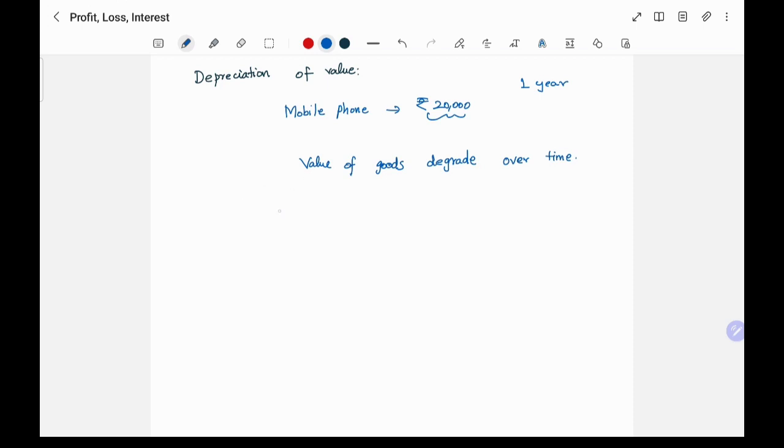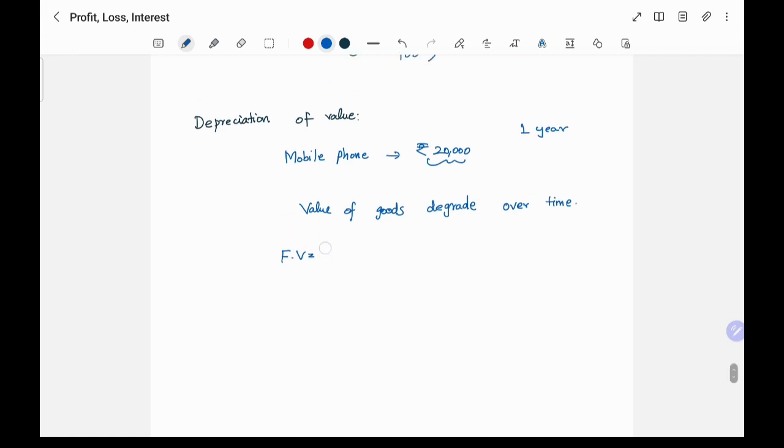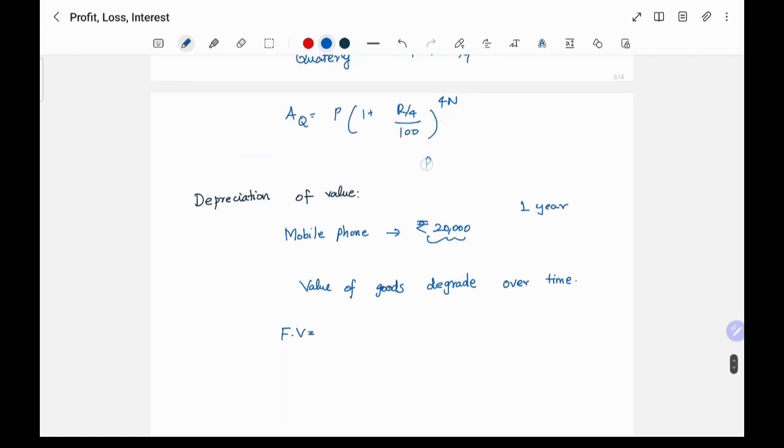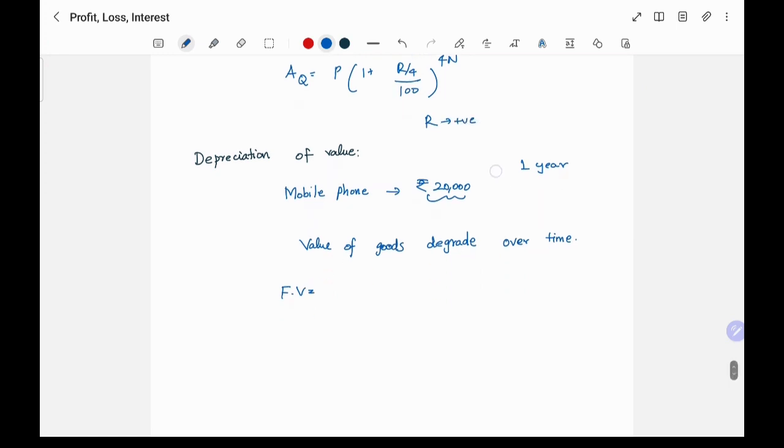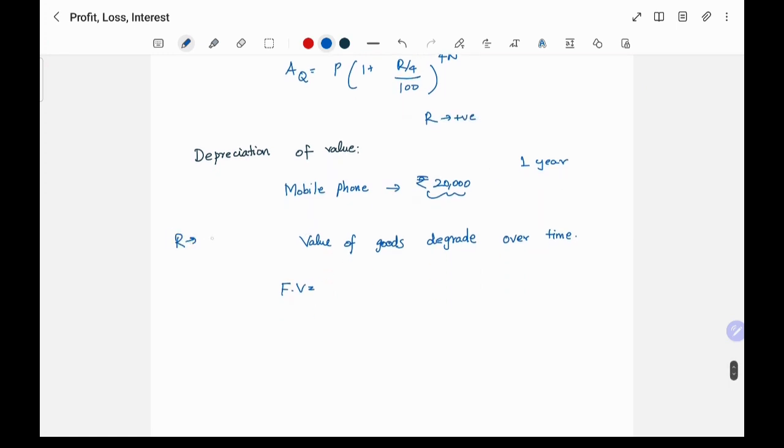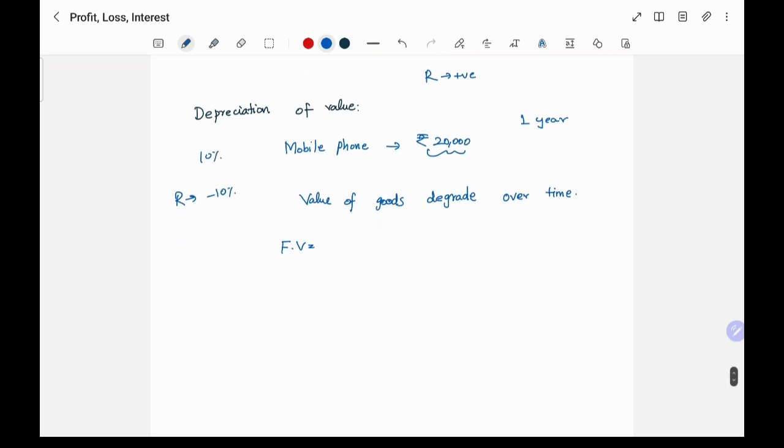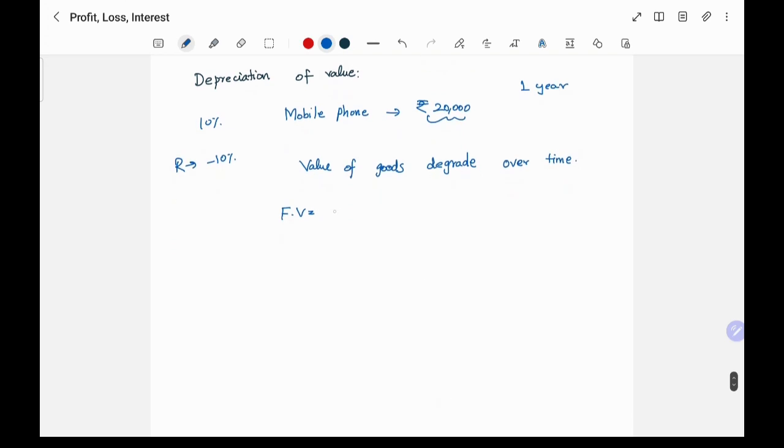So in that case, what do we have for the final value? In the previous cases, r was positive. Suppose it is depreciating at a rate of 10%, then it is like minus 10%. It is equivalent to saying r is minus 10%. So the final value is the initial value of the good into 1 minus r by 100, where r is the rate of depreciation, whole power n.